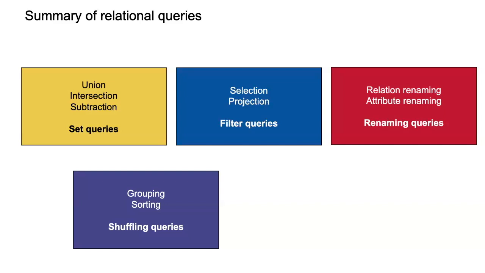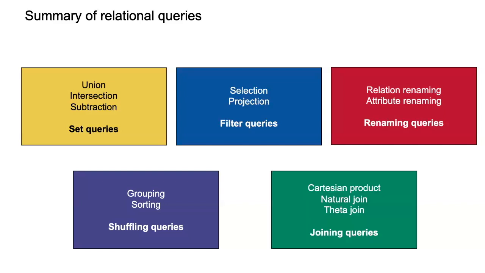The term shuffling actually will be clear if you go to big data for engineers. And we have joining queries that take multiple tables. For example, a table with primary keys and another table with foreign keys referencing the first one.